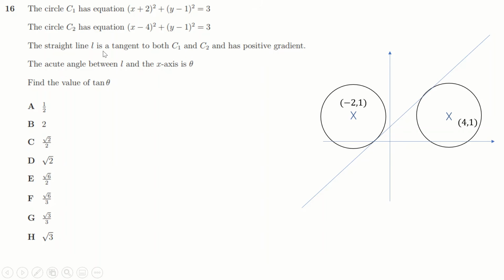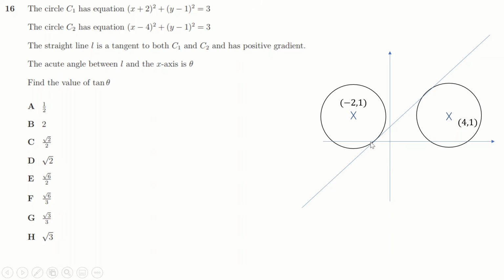And then we've got this straight line, which is tangent to both of them and has a positive gradient. So it could have been this one, but it's got a positive gradient, so it's this one. And it's asking me for the acute angle between L and the x-axis. Essentially, it's just asking me for the gradient of the graph, but it's asking it in terms of tan theta.